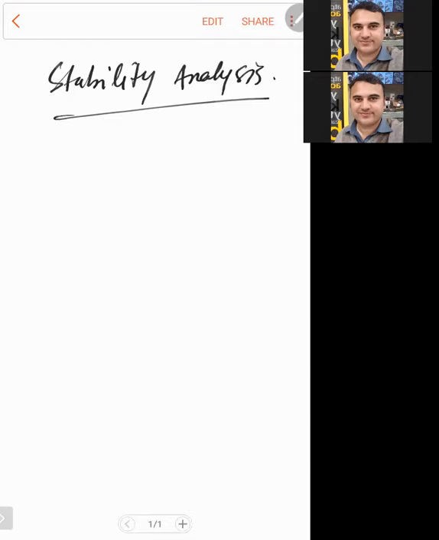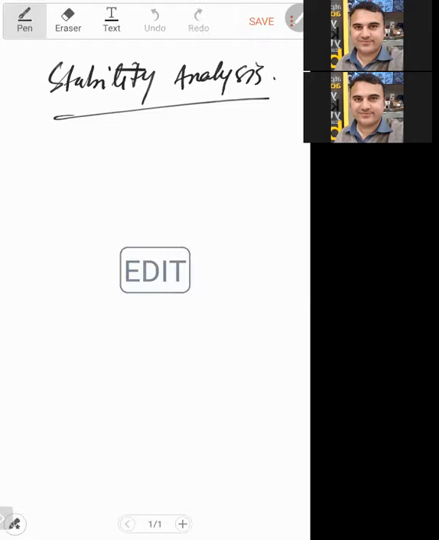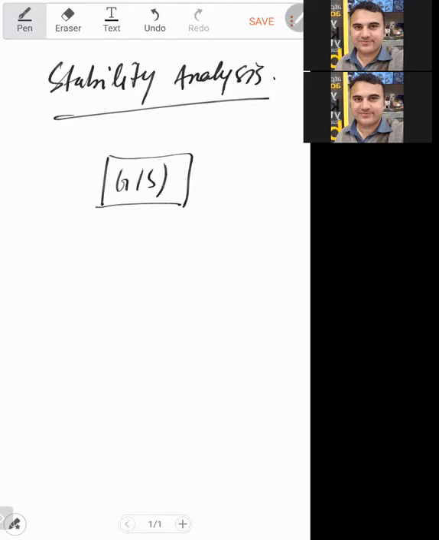Coming back to the stability analysis, any system, say this is a system G of S, and let's say at the input we give some bounded input in the form of some signal, and at the output, if we receive a bounded output, we say that this is a bounded system. So the output at the moment is equal to Y of s.